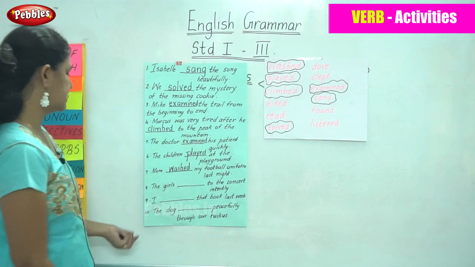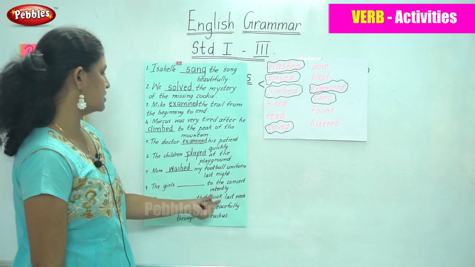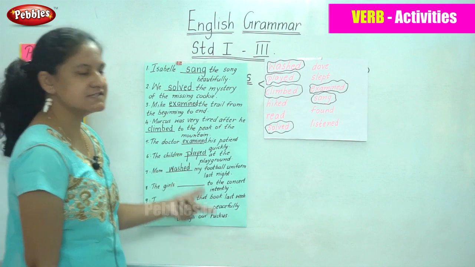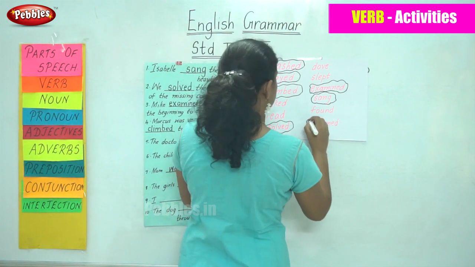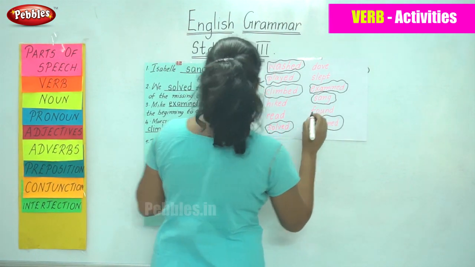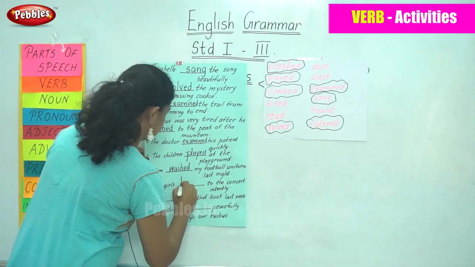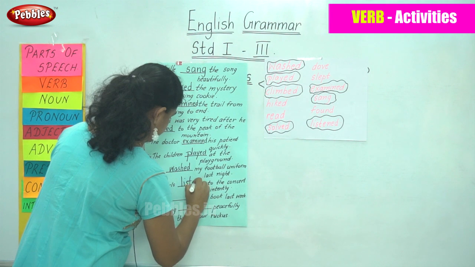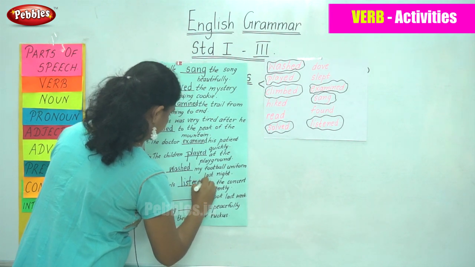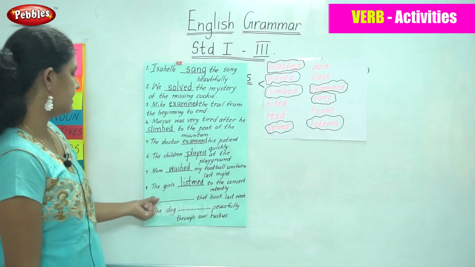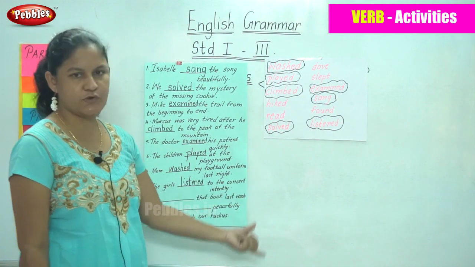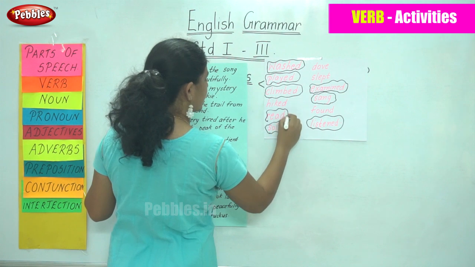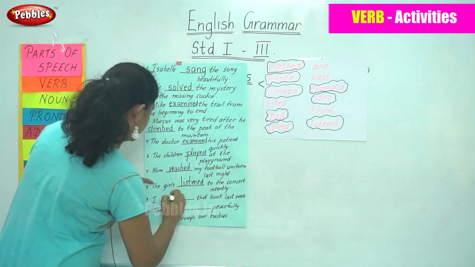The next sentence, the girls dash to the concert intently. So the girls listened to the concert intently. So the word listened. The next sentence, I dash that book last week. So I read that book last week. So the word read.